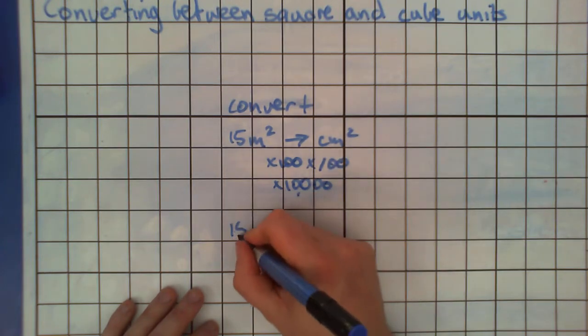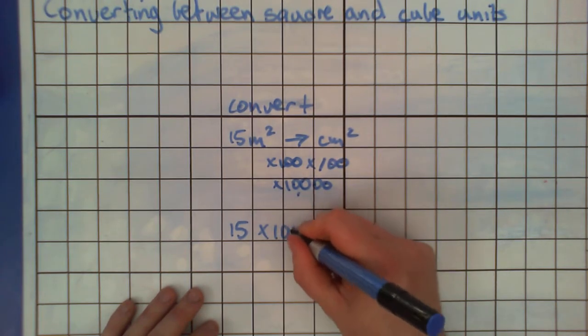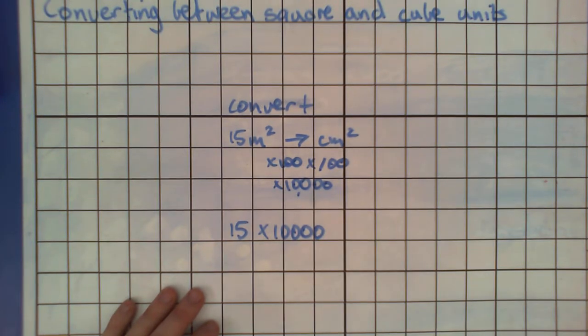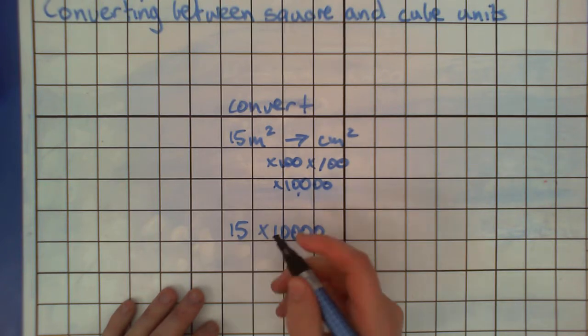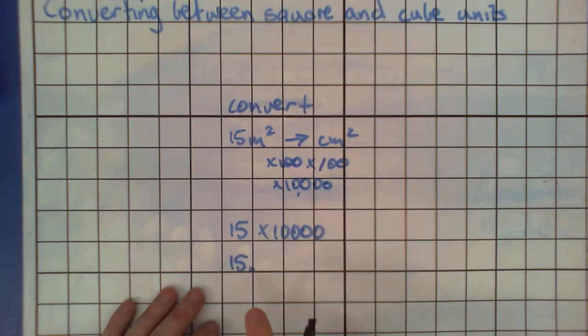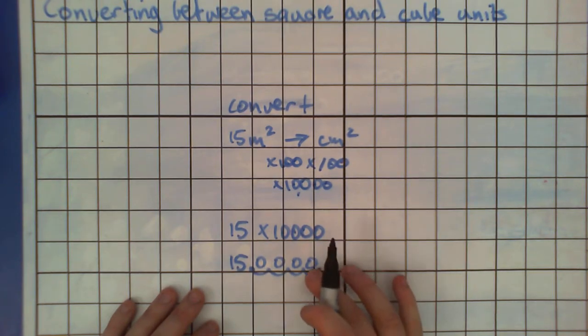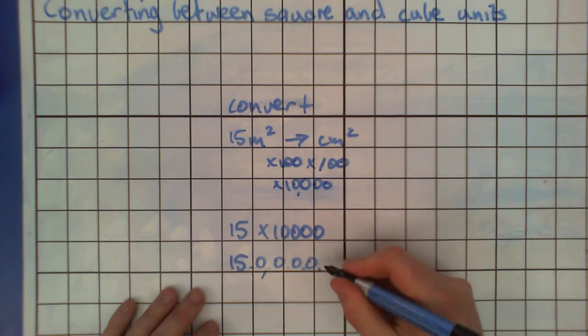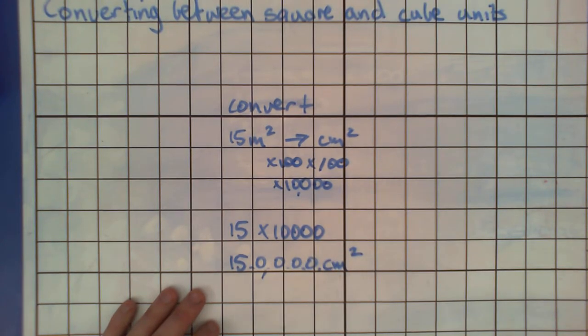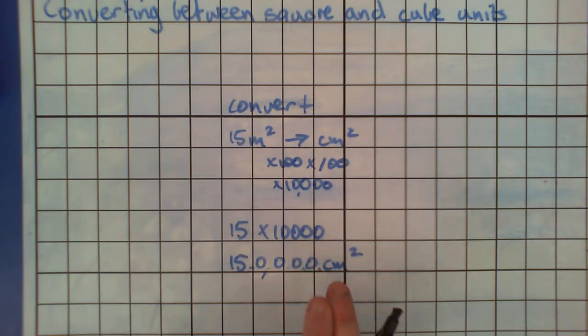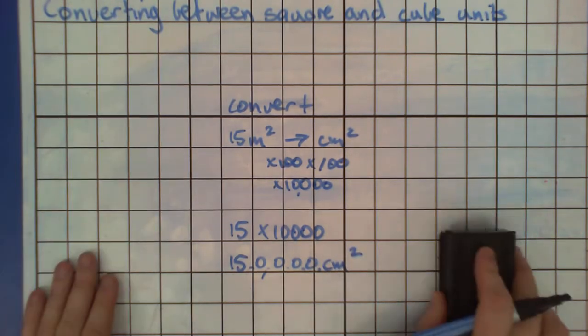Okay, so if we've got 15 times 10,000, remember our easy way of doing that is 10,000 has 1, 2, 3, 4 zeros. So we're going to move the decimal place 4 places to the right because we're multiplying. So here's our decimal point. I'm going to go 1, 2, 3, 4. Wherever there's a gap, put a 0. Okay, so we end up with 150,000 centimeters squared. Okay, so remember we've got to convert each side of our square before we can get our conversion right.